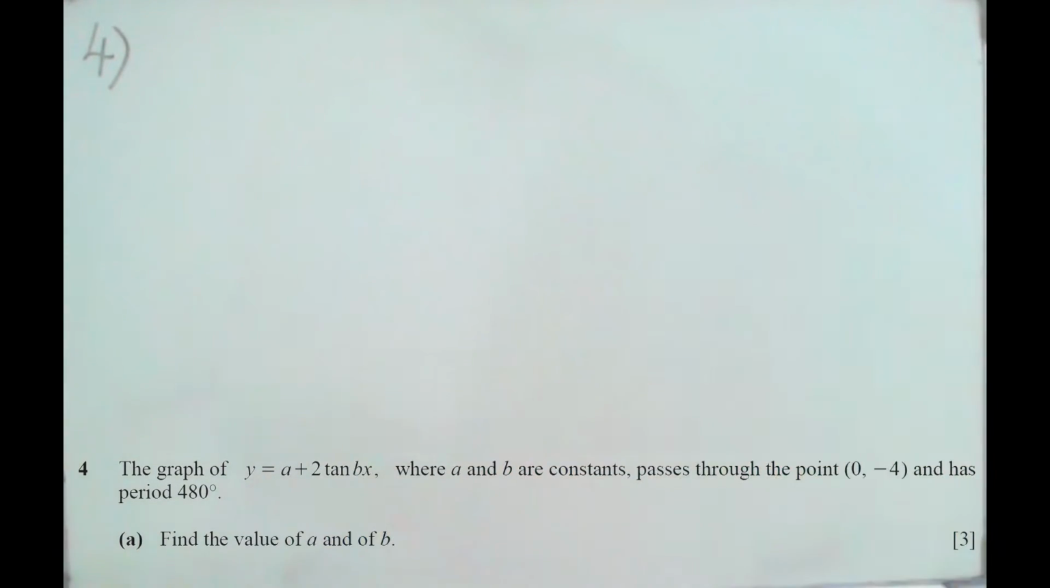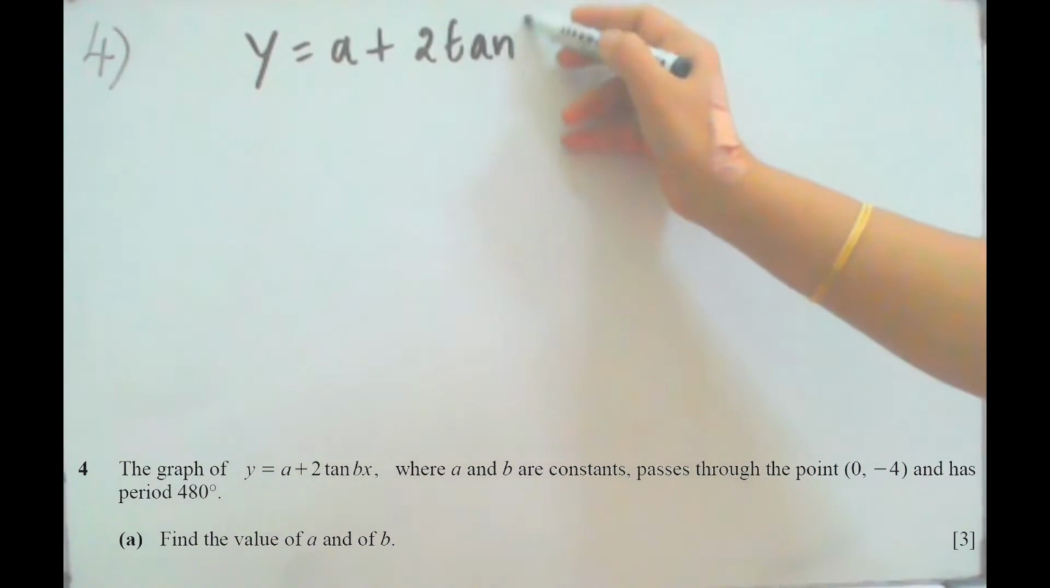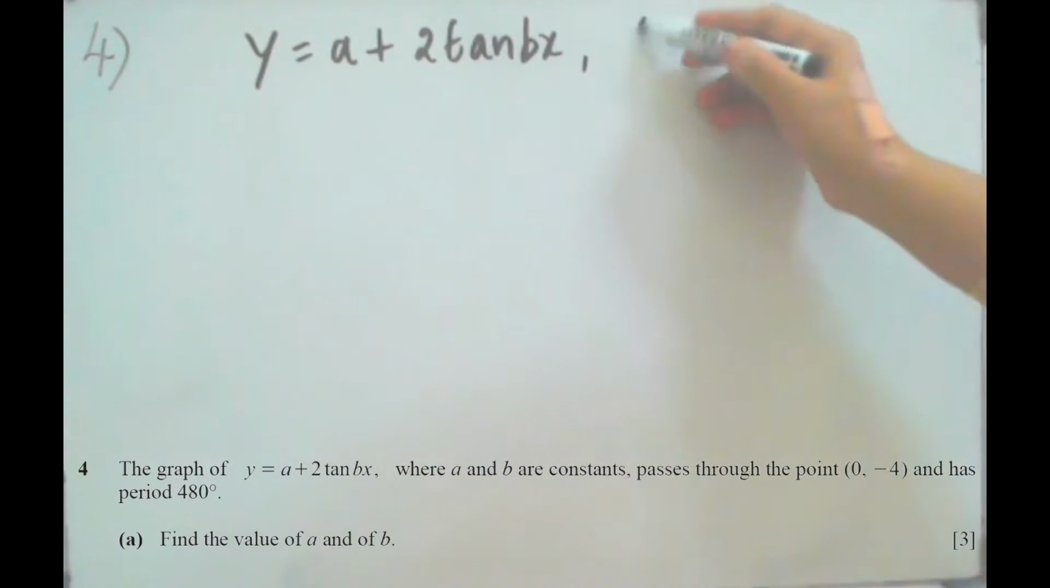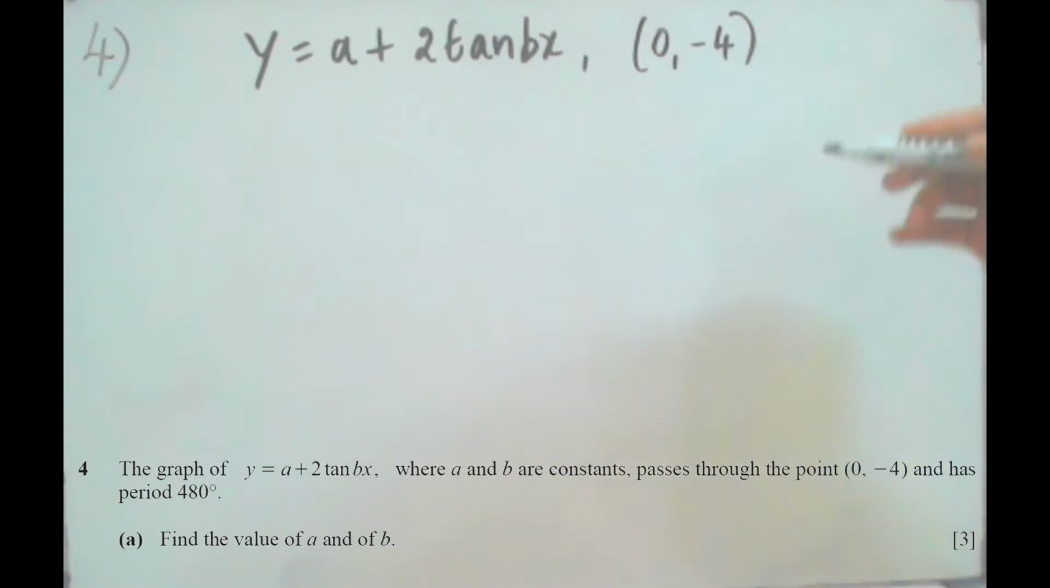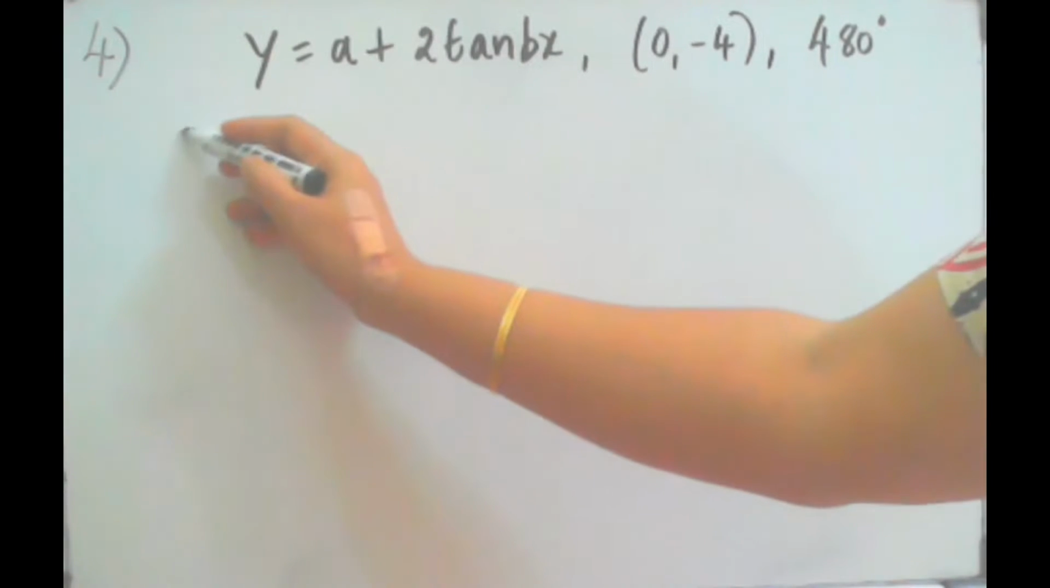The graph of y equal to a plus 2 tan bx, where a and b are constants, passes through the point (0, -4) and has a period of 480 degrees. Find the value of a and b.